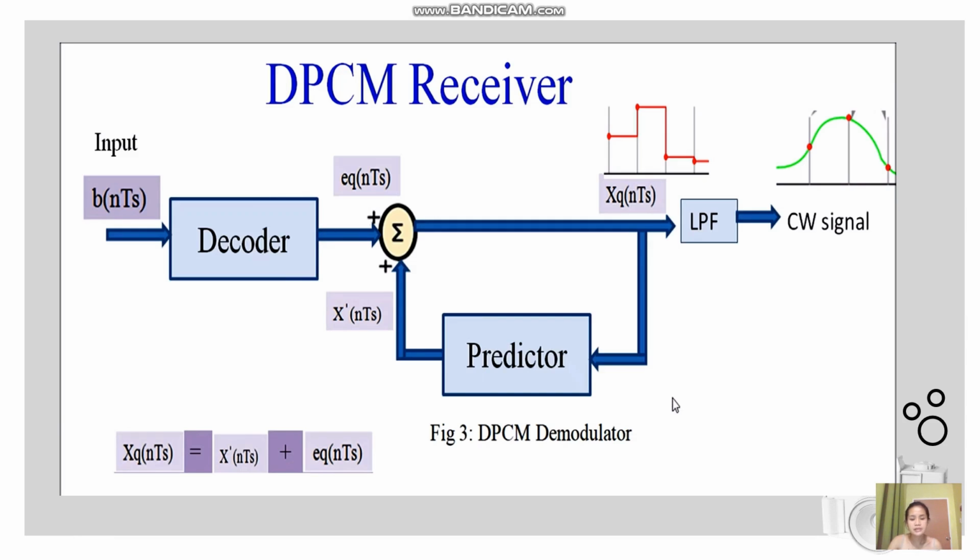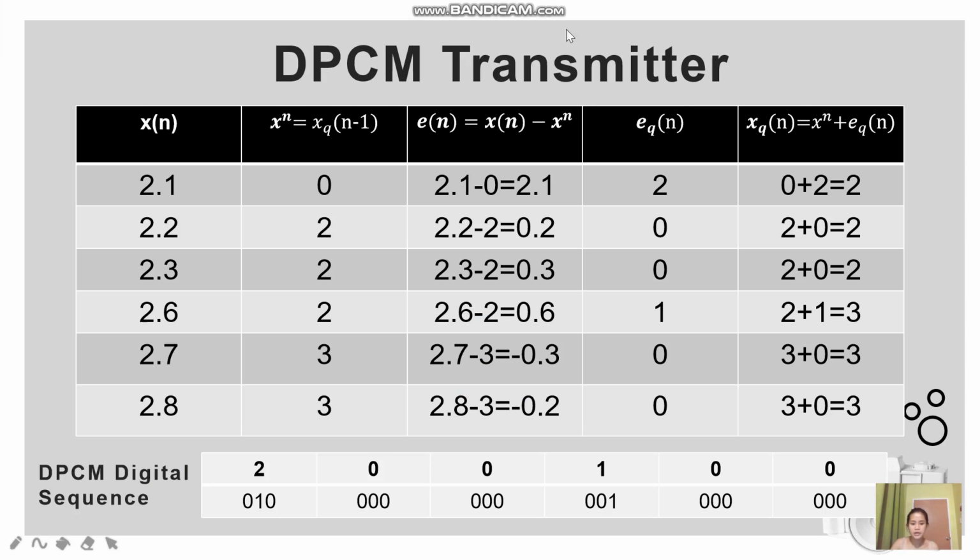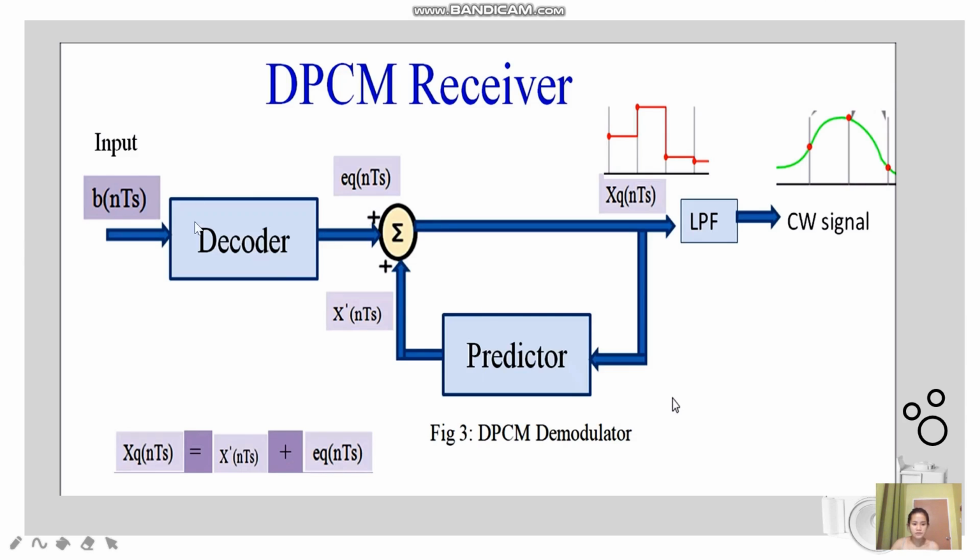So for the DPCM receiver, as I've mentioned, this value that I've given here, we're going to use as the input for the DPCM receiver later. And we are going to get the EQNTS, XQNTS, which is the prediction filter input, and this is the input as well for the decoder. And this is what it looks like here. So finally, we'll get the low pass filter signal, or the received signal.